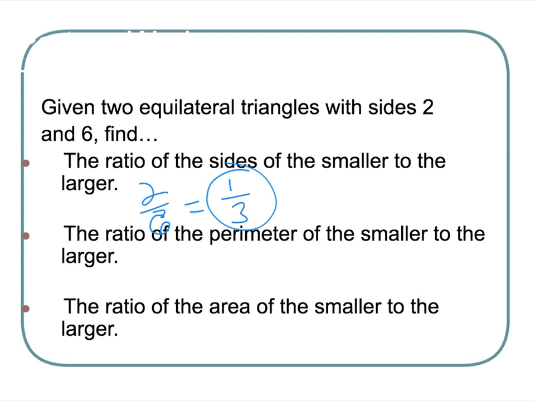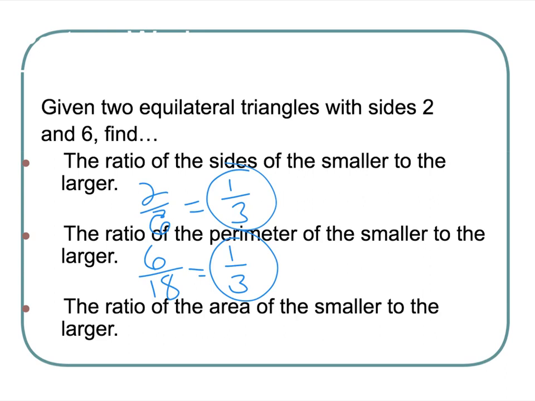All right, the ratio of the perimeter of the smaller to the larger. What do we got for the perimeter of each one? First off, Aiden, what'd you get for the perimeter of each? For the equilateral triangle with side 6, I got 18, and then 6. 6 and 18, right? For my two perimeters, which simplifies down to? 1 to 3.